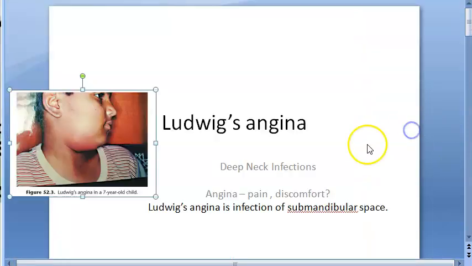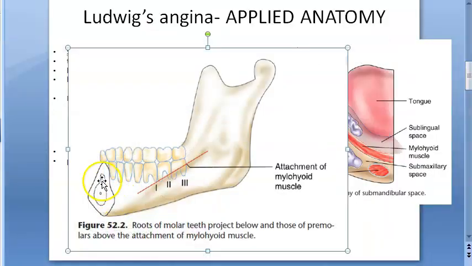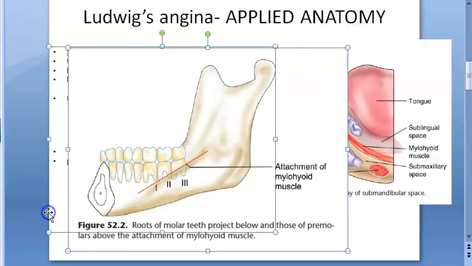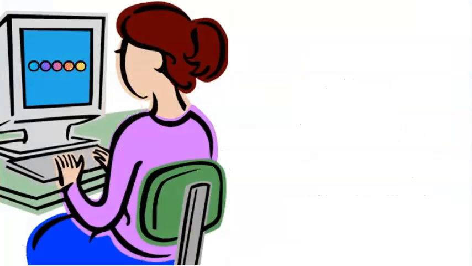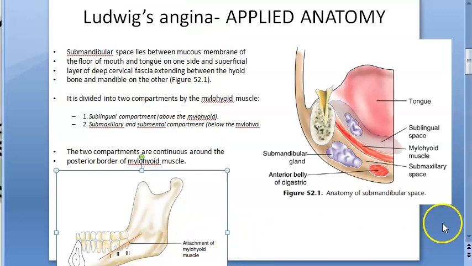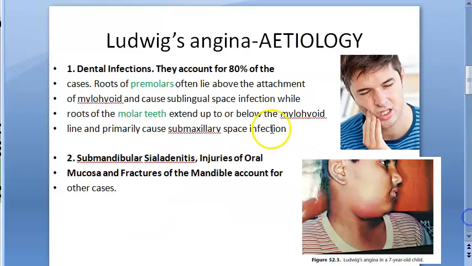Can you see? Okay. So guys, look at this. The roots of molar teeth project below, and those of premolars above, the attachment of the mylohyoid muscle. The roots of the molars project below the attachment of the mylohyoid muscle, but premolars don't go below that level. You understood, right? Some anatomy they're explaining here before we can understand Ludwig's angina. So what did you understand so far? The submandibular space is divided into sublingual, submental and submaxillary spaces, then the attachment of the mylohyoid muscle, and how it is different for molar and premolar roots.